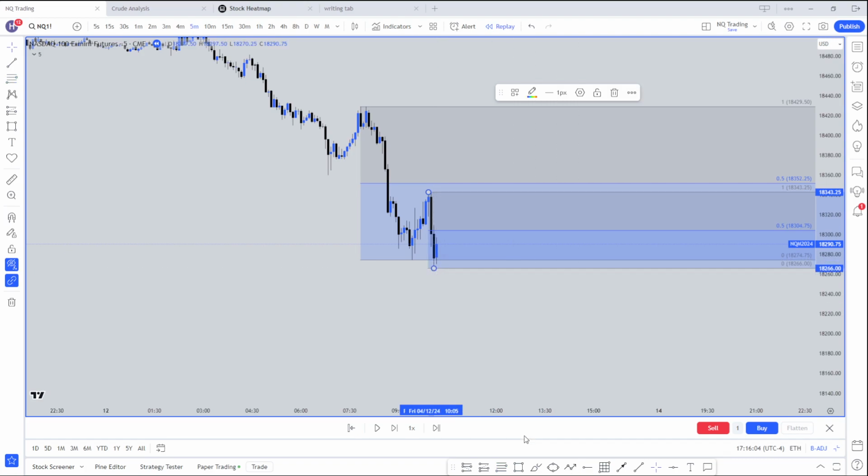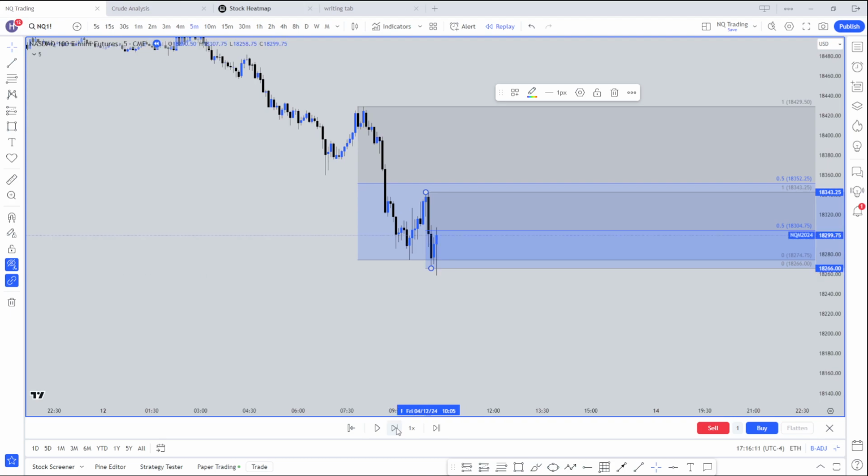Okay. And again, what are we looking for? We're believing this market to be bearish. And so what did that market do? Right there, we created the dealing range. Right there, we went back into premium.